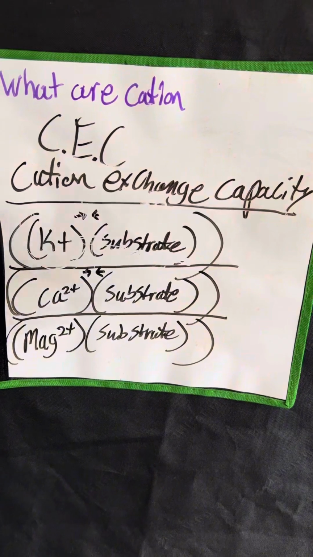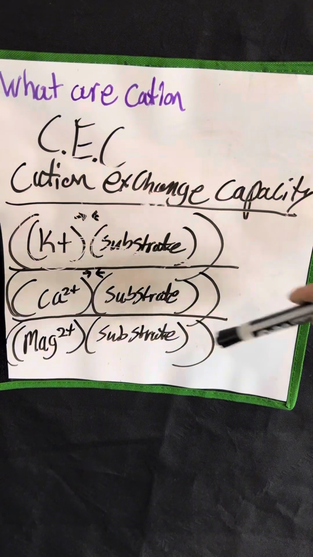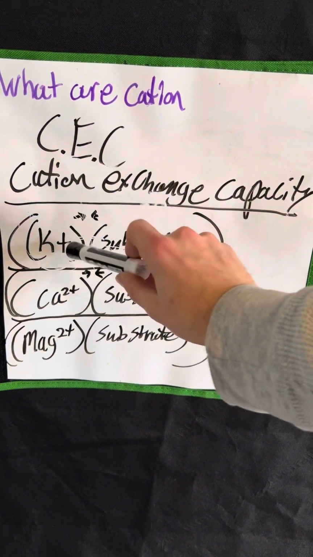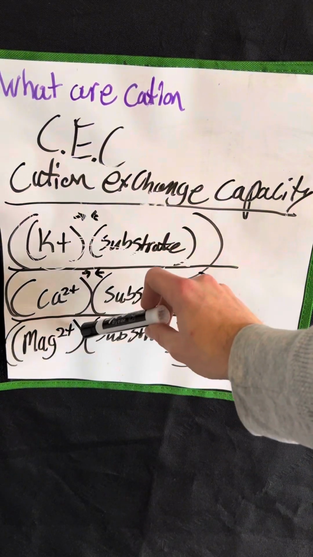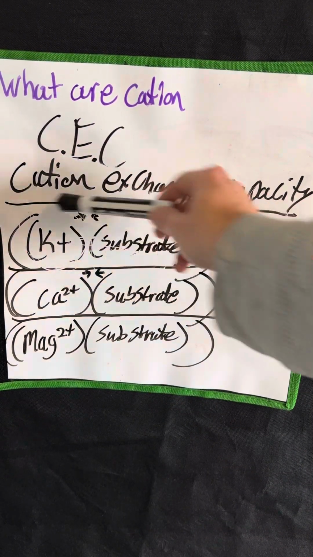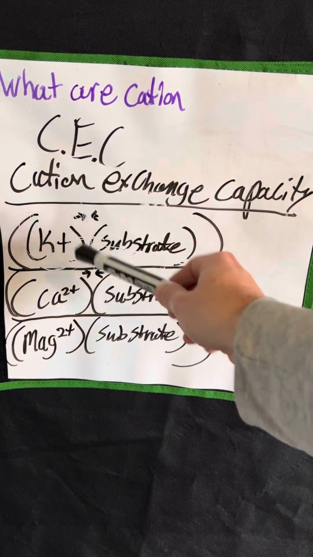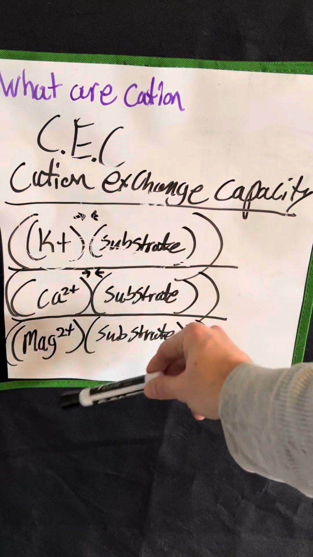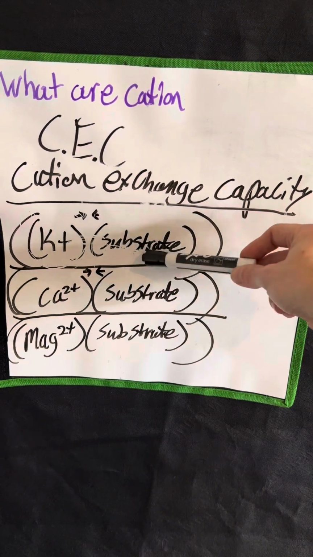All right, so now that we know that our cation exchange capacity is how much cations our substrate can house, or how many bonds it can make to hold onto these cations, and that our substrate can only hold a certain amount, how does our plant now uptake nutrients? How does our plant get a hold of potassium, calcium, and magnesium if it is already in this bond with our negatively charged substrate?